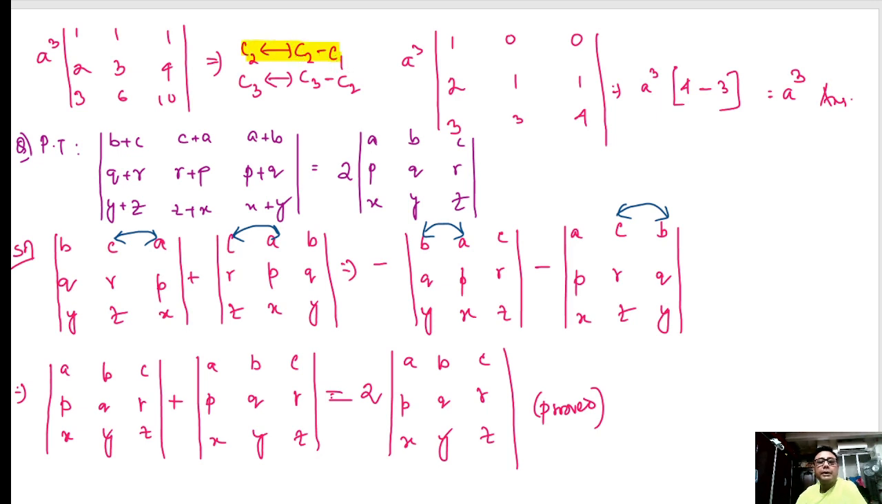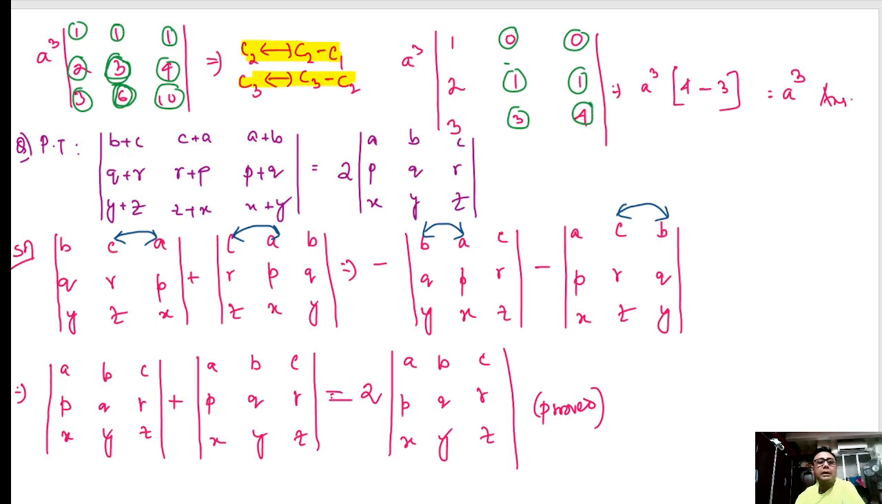Okay. In the second column we will do C2 minus C1, which is 0. 3 minus 2, which is 1. 6 minus 3, which is 3. And now in the third column we will use C3 minus C2, because we have to bring 1 0 0. So please watch here, C3 minus C2, which is 0. 4 minus 3, which is 1. And 10 minus 6, which is 4.